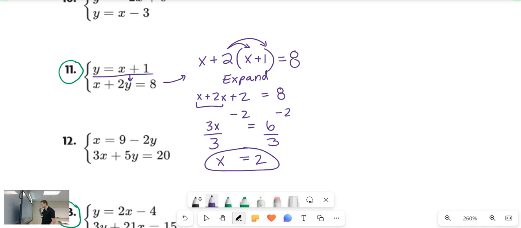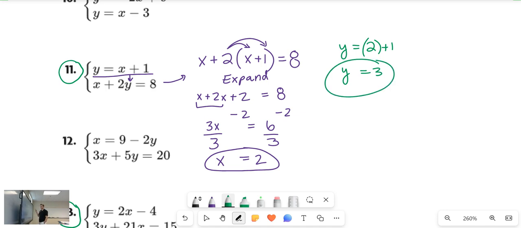If we plug that in to one equation, let's do the top equation first, right? We would get y equals, and if x equals 2, this should be 2 plus 1, right? 2, which is our x, plus 1. So we should get y equals 3 if we do the first equation.